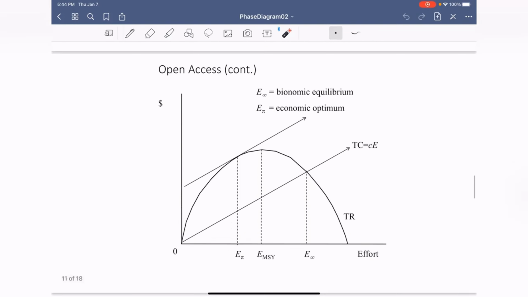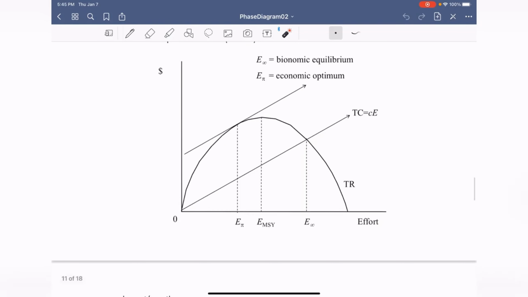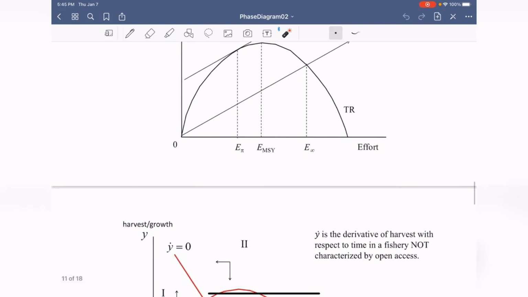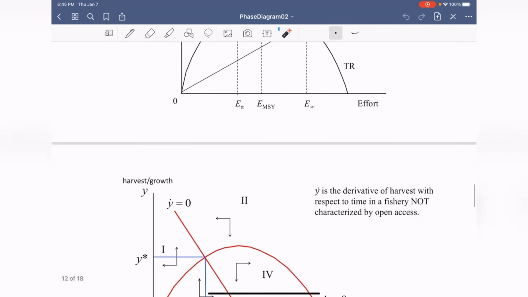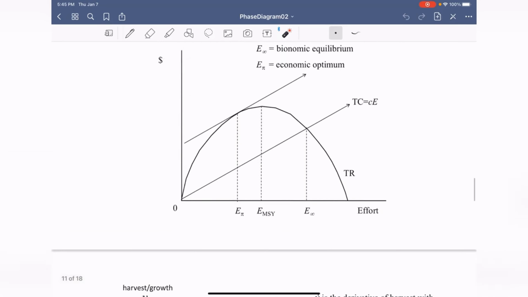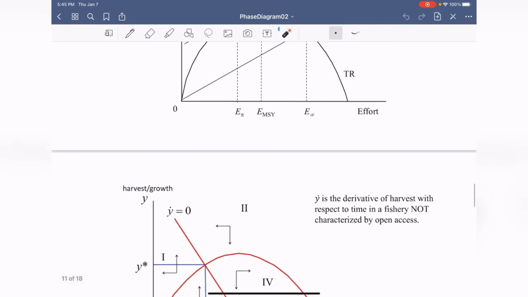So we do that here. We have a parallel line to the total cost function here, and we end up with E sub pi as being the effort that would be in a non-open access situation. In fact, that would be where somehow there's a control on the amount of harvest so that profit is maximized.